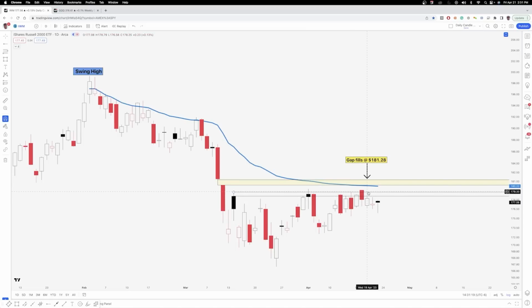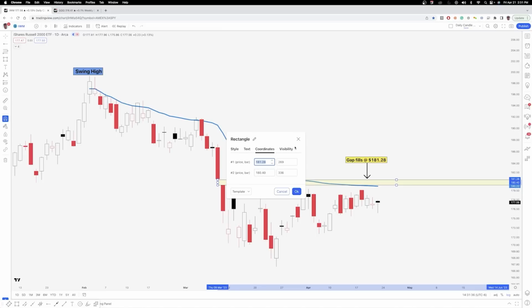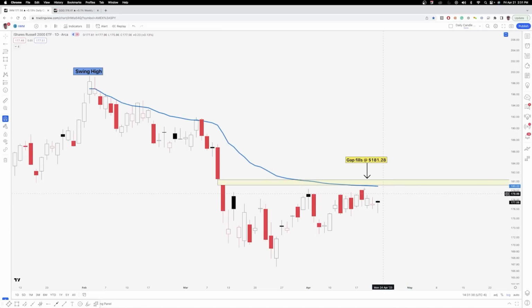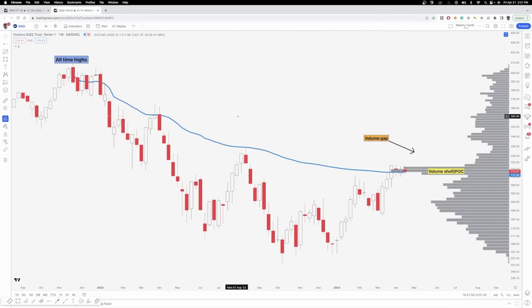So we'd really want to see a close above 179.25 to get any type of potential traction to retest that swing high anchored VWAP and/or fill that gap above, and/or at least test the bottom of the gap. And the gap fills at 181.28, but the bottom of the gap starts around 180.4. And a lot of the time, these bottoms or tops of gaps can act as support or resistance zones depending on where price is relative to the gap. So that is your daily candle on IWM.